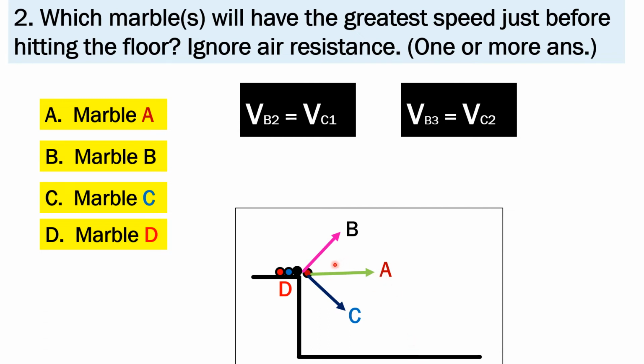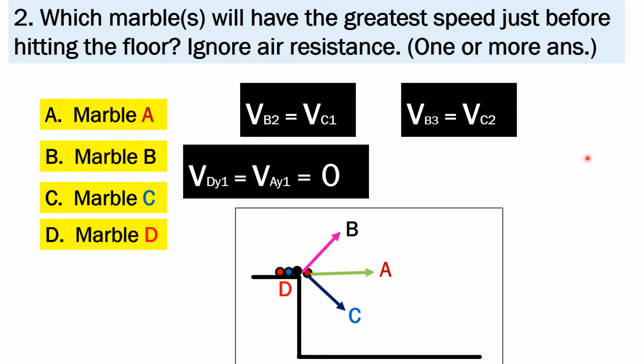And similarly, marble D, which has no initial vertical component, will also have the same final vertical component of the velocity as marble A. See? So, in other words, among our choices, which of these options will be considered correct? We are expecting one or more answers. So, the correct answer or answers, right?